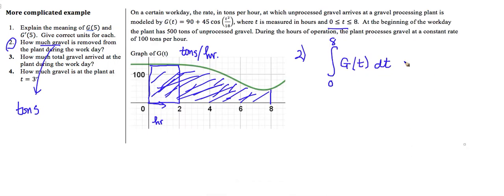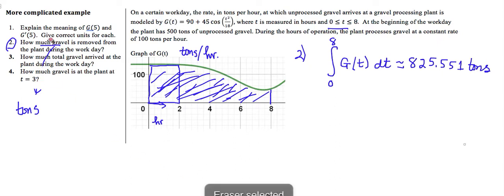825.551. And so this is about 825.551, and the units here are in tons. So that helps us answer number 2. In other words, the amount of gravel that is arrived during the workday. Oh, I'm sorry, we answered a different question here.